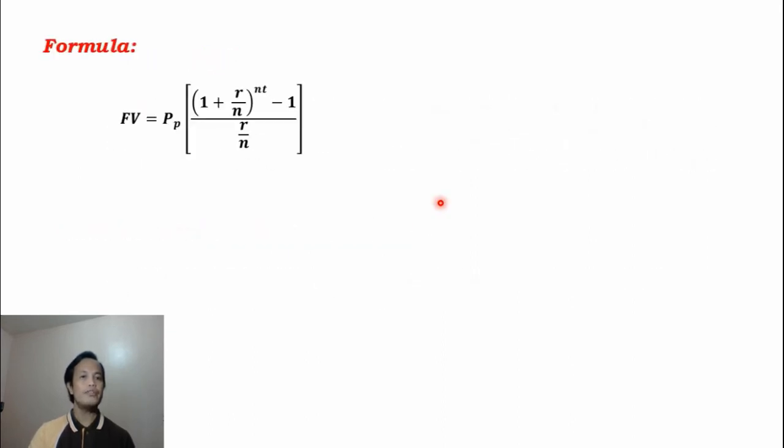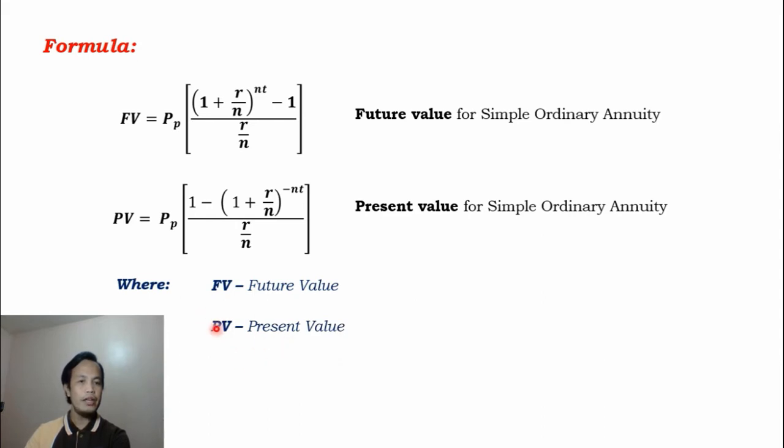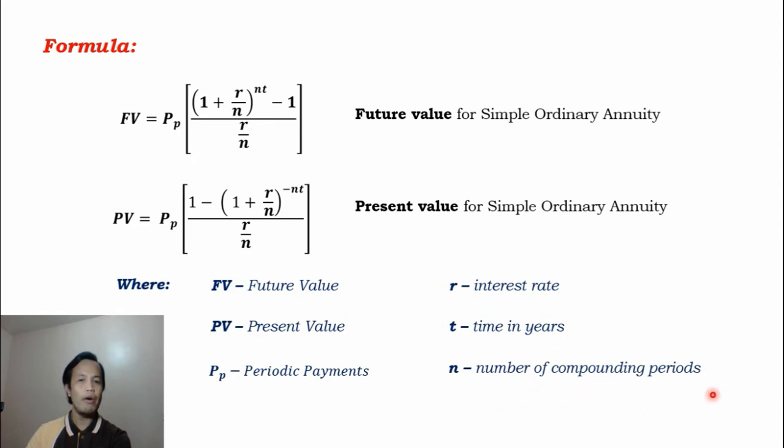To solve for the future value of simple ordinary annuity, we will be using this formula. And to solve for the present value of simple ordinary annuity, you will be using this formula. In this formula, FV is the future value, PV is the present value, PP is the periodic payment, R is the interest rate, and t is the time in years, which is in the exponent. And of course, n is the number of compounding periods.